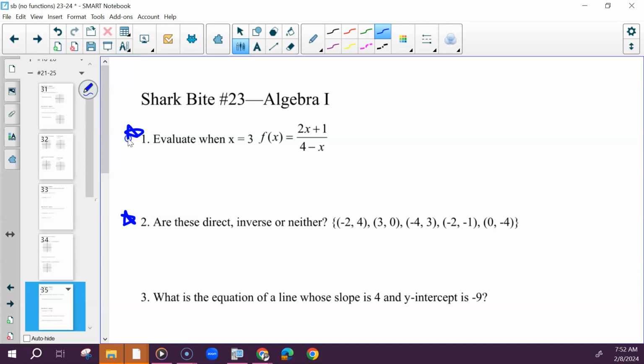Just put a 4 in. Okay, these first two we can do in decimals. The last one we really don't need to use decimals.